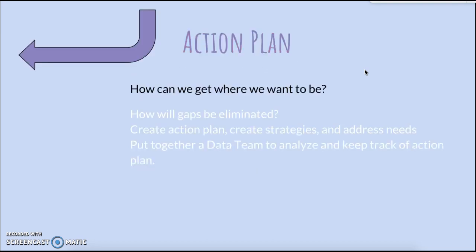And then next we make an action plan. So we would put together a data team, and the data team would figure out how to eliminate our gaps by creating this action plan, coming up with strategies, and addressing the needs of the school. The data team would do all the analyzations of the data, keep track of our action plan, and make sure all the staff members are on board.